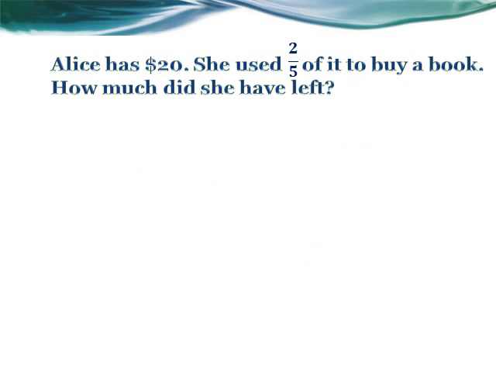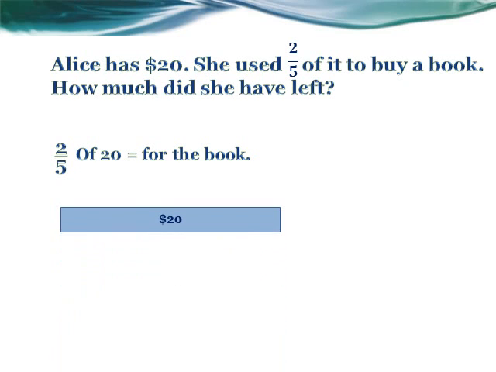Okay, so let's try another problem. Alice has $20. She used 2/5 of it to buy a book. How much did she have left? Let's try to understand this problem. Initially Alice has $20, and then she used 2/5 of it. The question is, how much did she have left? So that's 2/5 of $20 for a book. The 2/5 is the money that she used for the book.